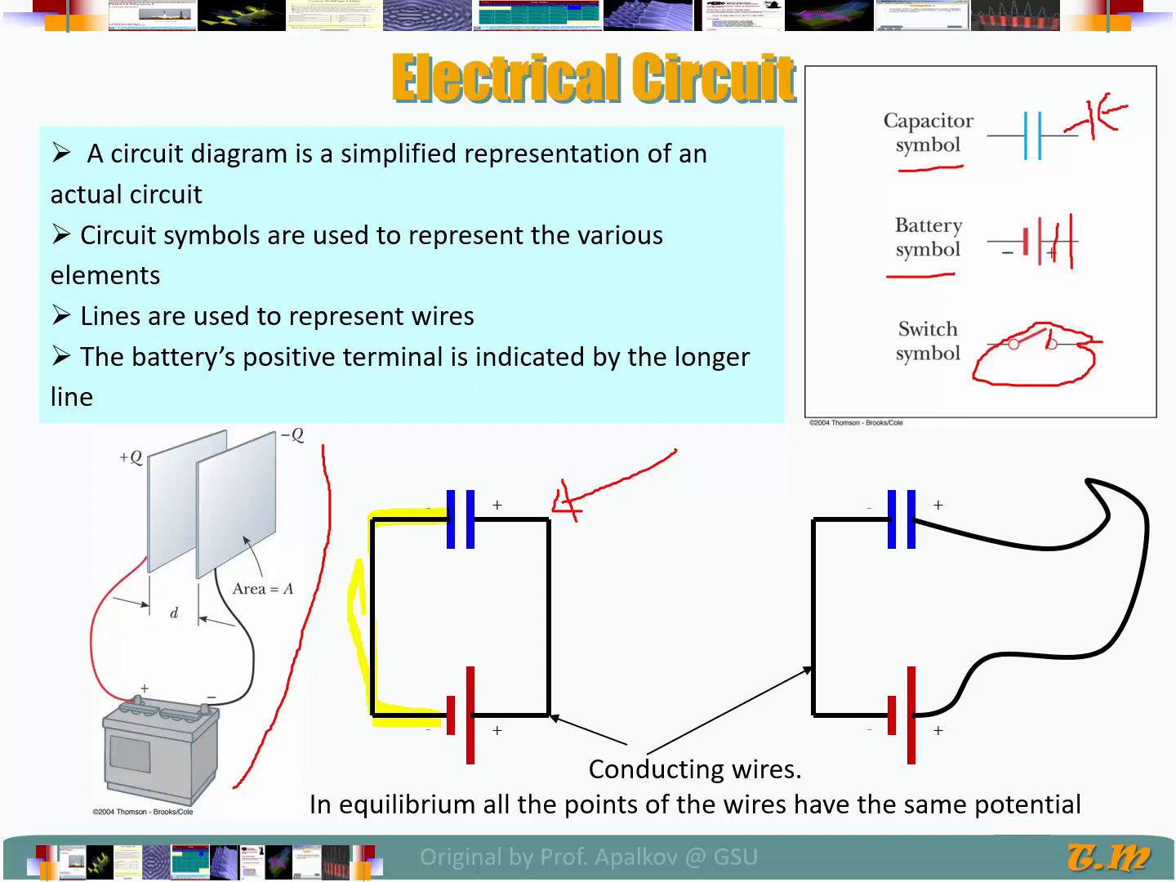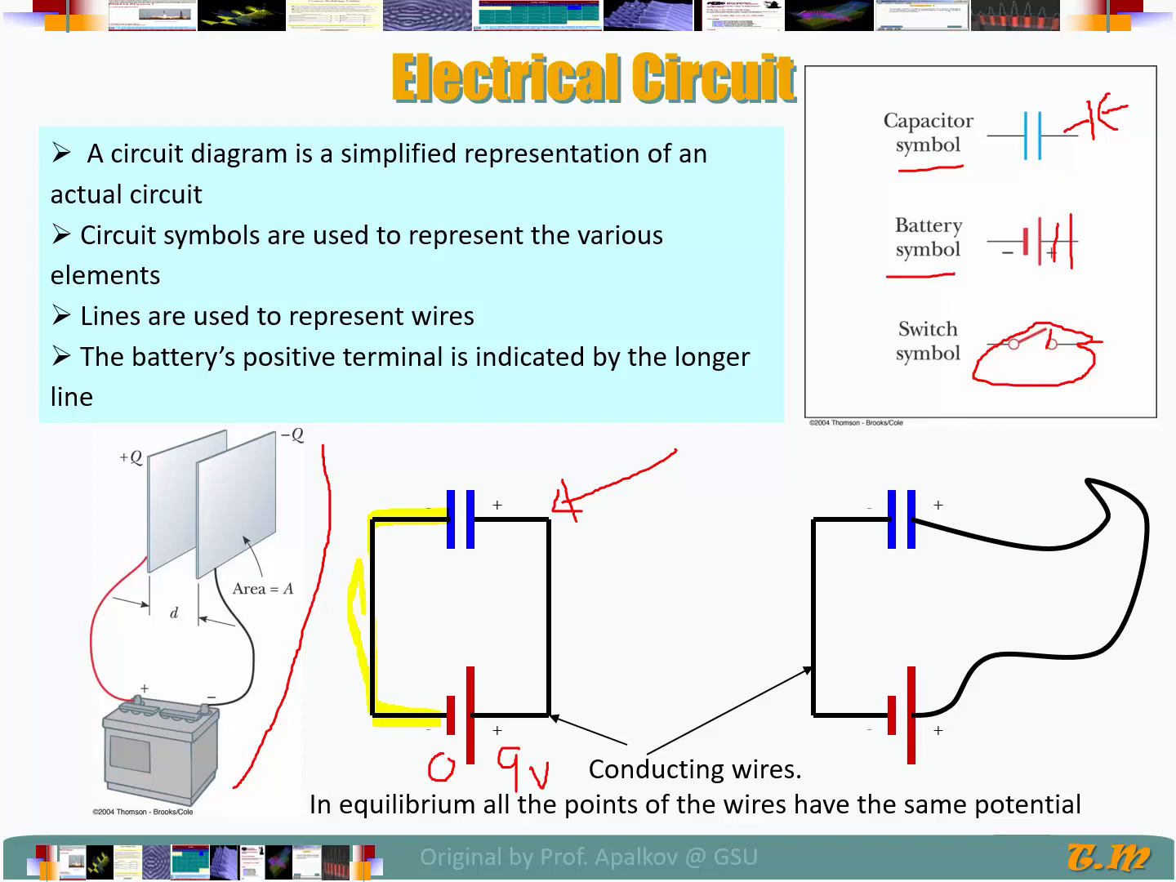Let's say if I had a 9-volt battery and I set this to 0 and then set this to 9 volts, since it's a 9-volt battery, the difference is going to be 9 volts. So if I set this to 0, the other one would be 9. If I set this to 1, the other one would be 10, etc. So all what's in yellow is going to be at 0 volts.